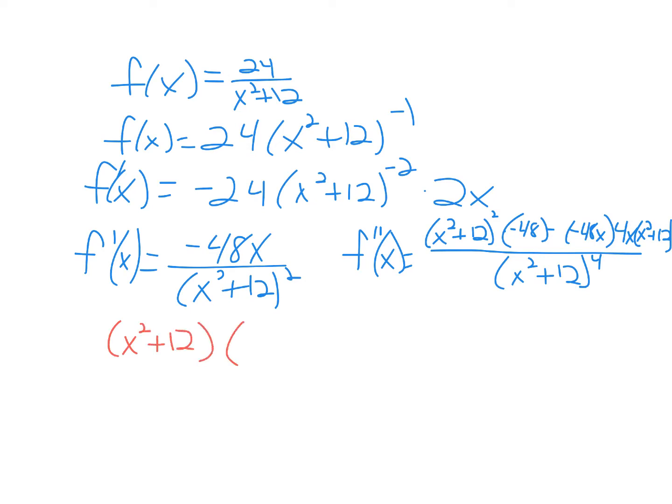And then what's left over? We have negative 48, so it'll be negative 48 x squared plus, or minus rather. What's 48 times 12? That would be 576.